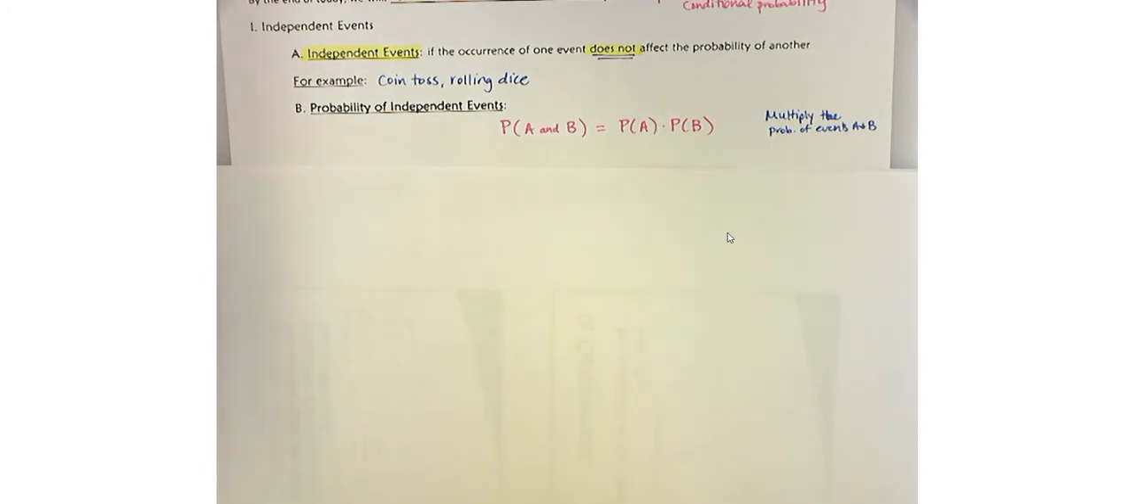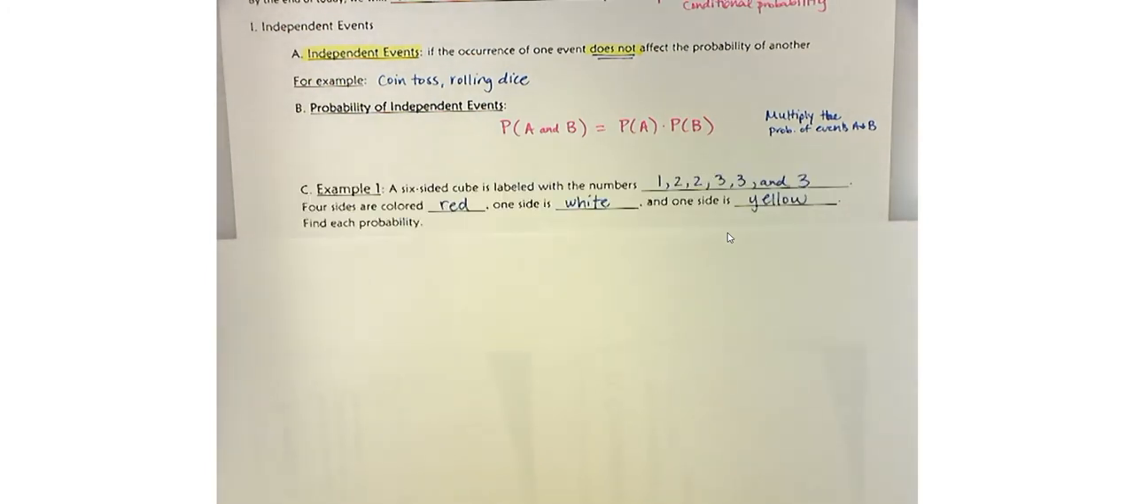So with our first example, we have a 6-sided cube, and it's labeled with the numbers 1, 2, 2, 3, 3, and 3. Okay, so the number cube is like a die. It's just you have different values on it. And this one also has different colors. So the 4 sides are colored red, 1 side is white, and 1 side is yellow. Okay, find each probability. So when we're doing this, we are finding the theoretical probability.